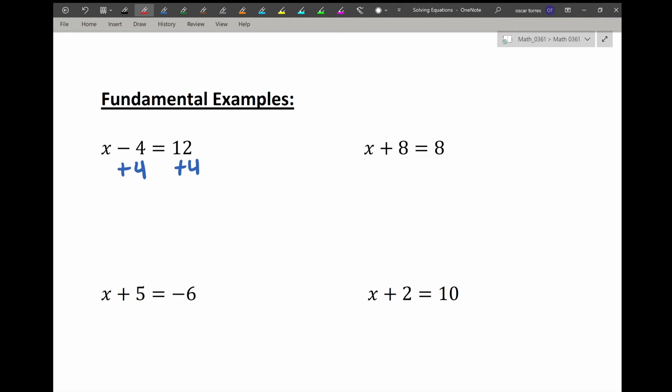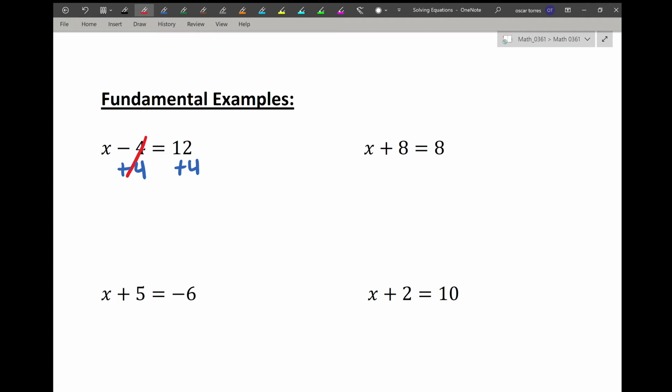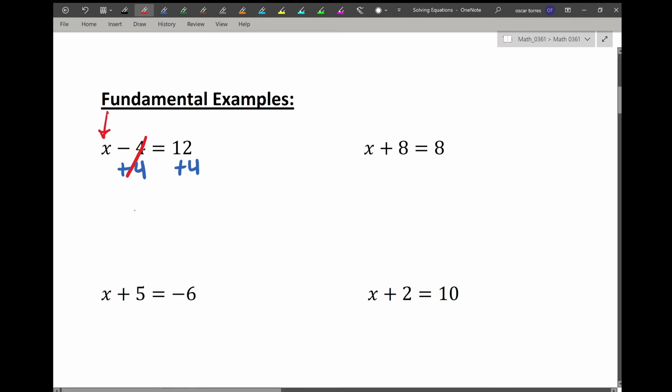Now it's a matter of simplifying the expression. On the left side, the negative 4 plus 4, those always cancel out because they're opposites, and we're always going to do the opposite. So they're always going to cancel out, and it'll leave me with an x. Now on the right-hand side, we have 12 plus 4, which is 16. So we're done with this problem because the x is by itself.